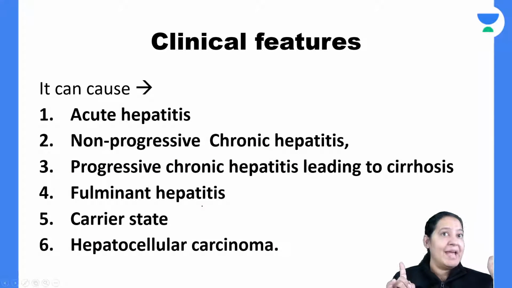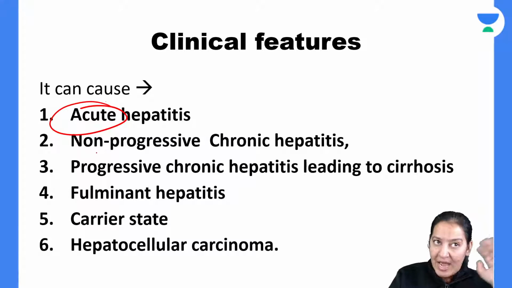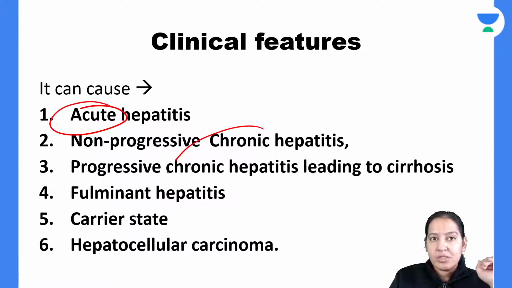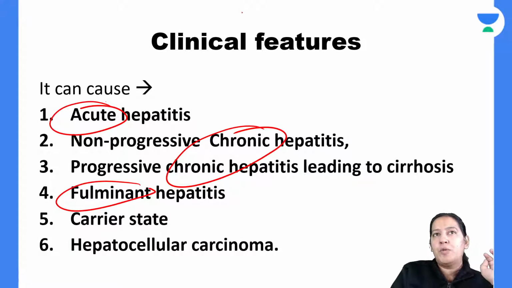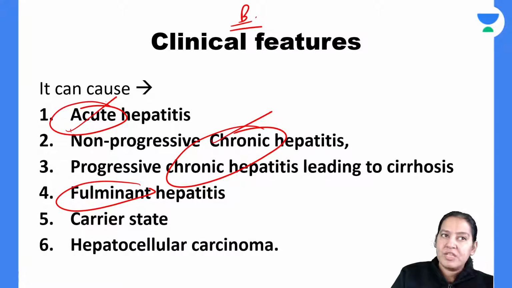Now remember, A can cause only acute, no chronic. Here B can cause acute also. B can cause chronic also. The two types of chronic I will tell you. A can cause fulminant, B can cause fulminant also. I'm talking about B. B can cause acute also, chronic also, the most severe form of acute, fulminant, also. It can cause carrier also because chronicity leads to carrier.